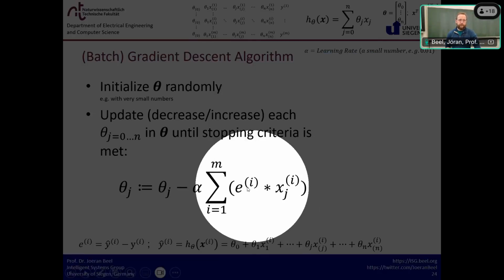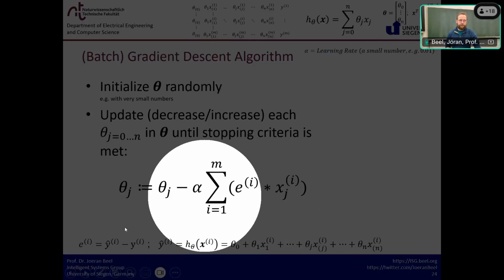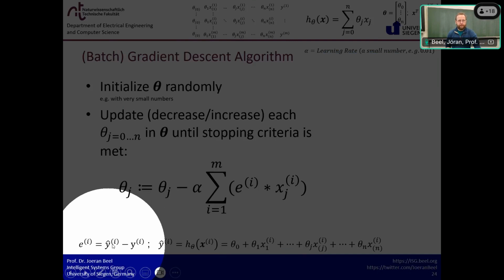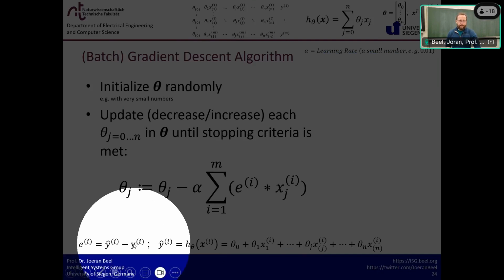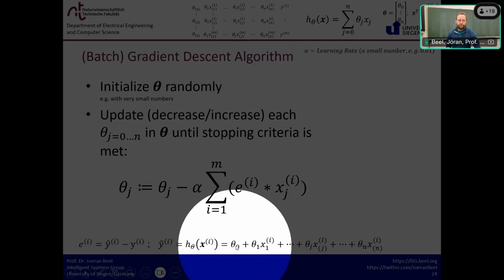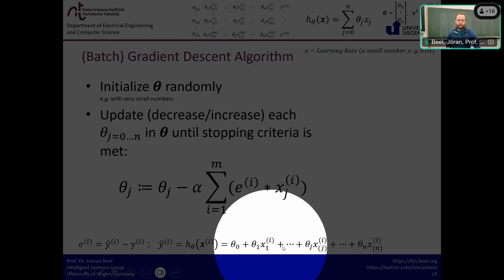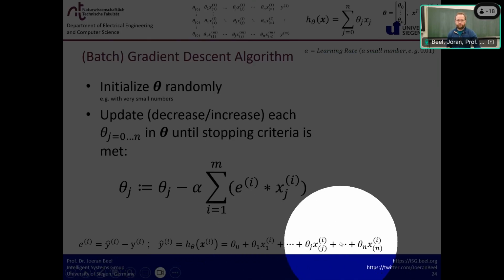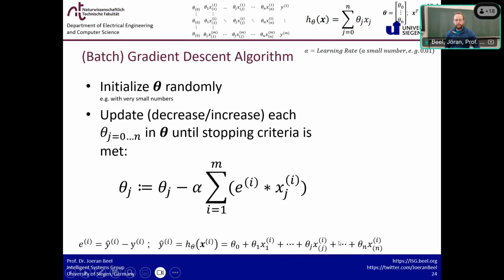Keep in mind that the error is just the difference between your prediction and your actual target, and the prediction is just this, what we had on the previous slides. Theta 0 plus all of this. I show you how this works in a simple example.